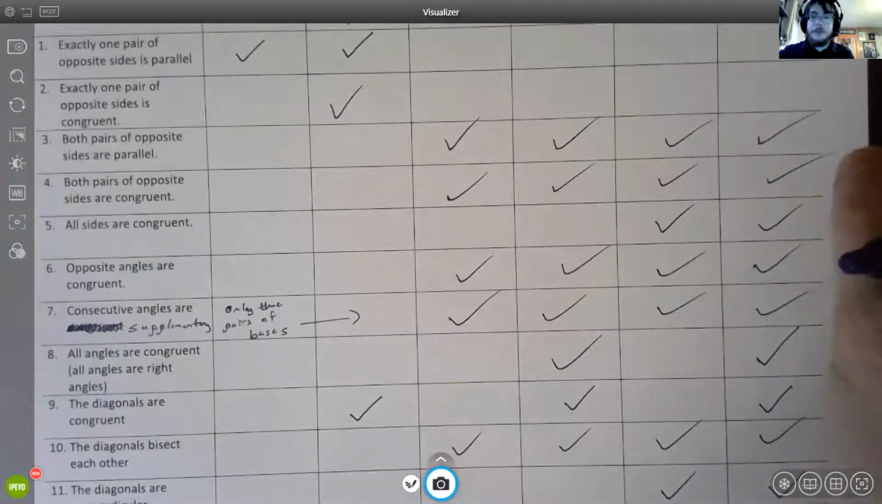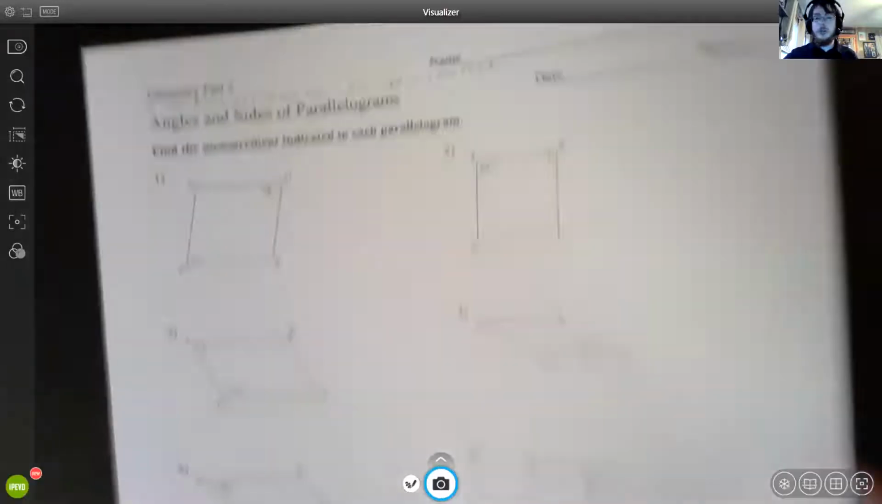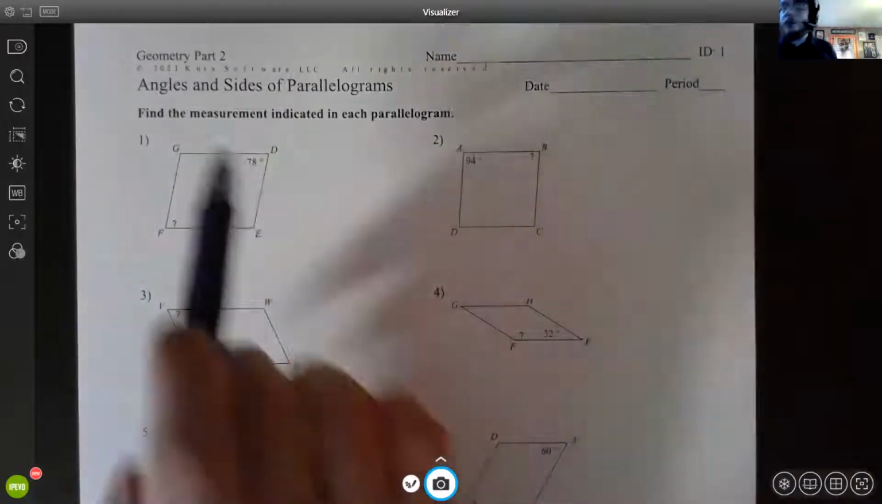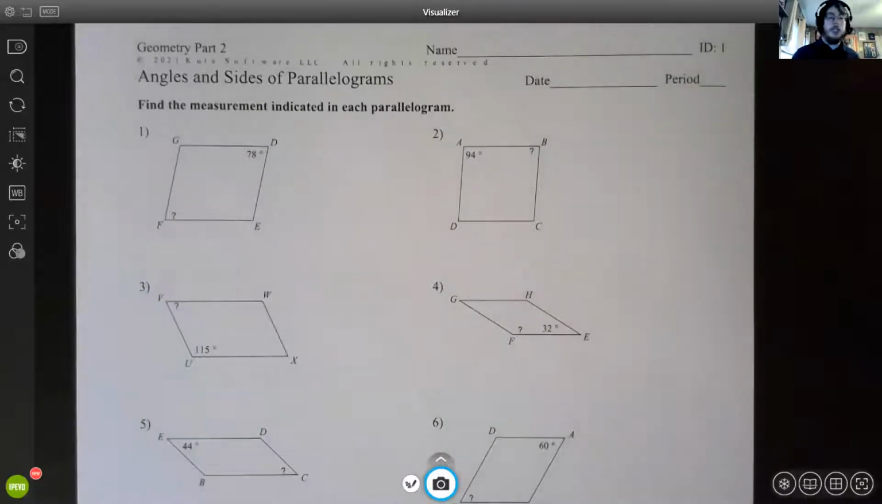Okay, so let's look at some example problems here. And we're going to be covering the first two pages. I know there's a third page on there, but that's trapezoids. We ran out of time, so we're going to deal with that another day. So what it wants us to do is find the measurement indicated in each parallelogram, okay? And so there are two different things we could be looking for here. We could be looking for angles or we could be looking for sides.